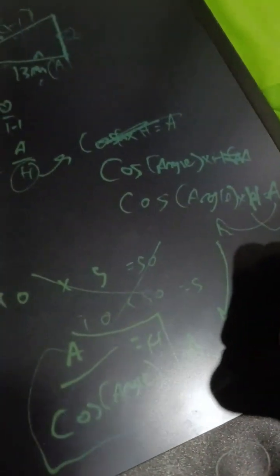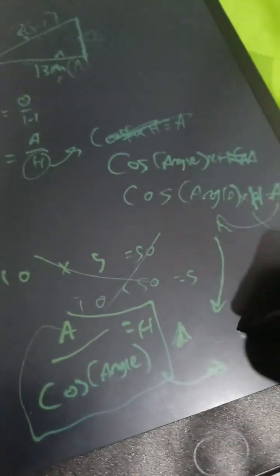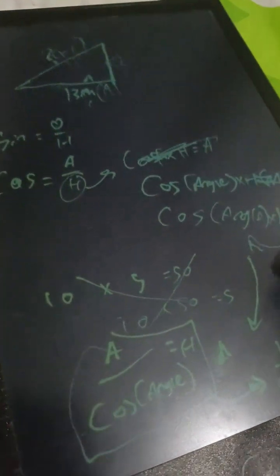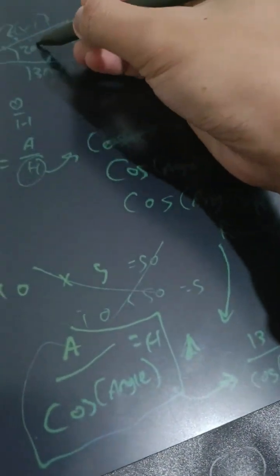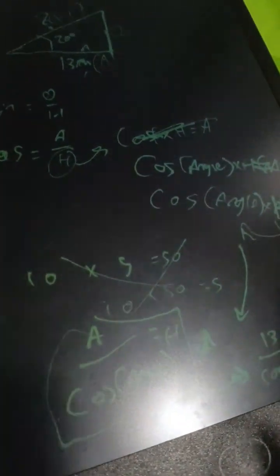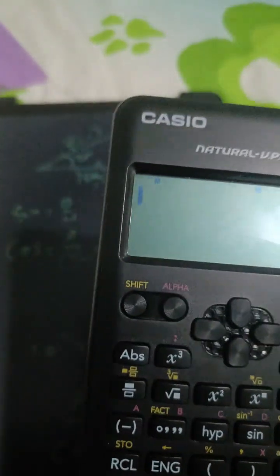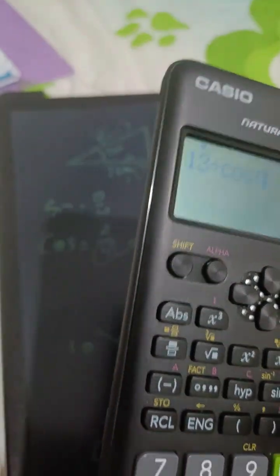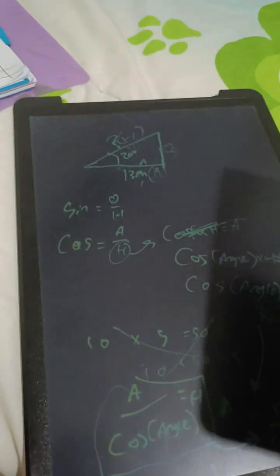Now with this, we can try. What's A? 13 divided by cos. What's the angle? I forgot to put in the angle. Okay, 20 degrees, for example. Use a calculator. 13 divided by cos 20.